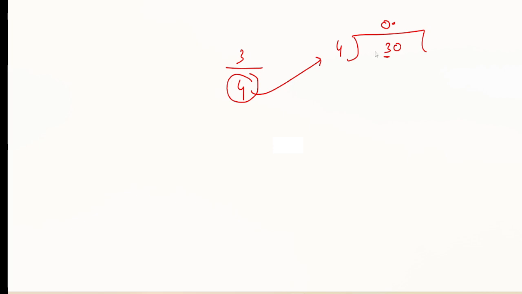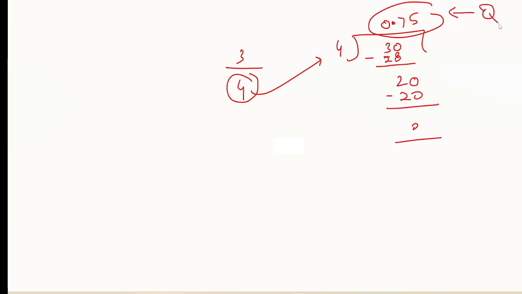Now in the 4 times table, 4 times 7, 28, right? Then I subtract them, then I'll get 2, right? Then with the same decimal I'll have one more 0 there. Then 4 times 5 is 20. Then I subtract, I get 0 remainder. So 0.75 is my quotient. So if I divide this 3 over 4, this is giving me 0.75, right? So this is how I can convert it into decimal, simply by dividing.